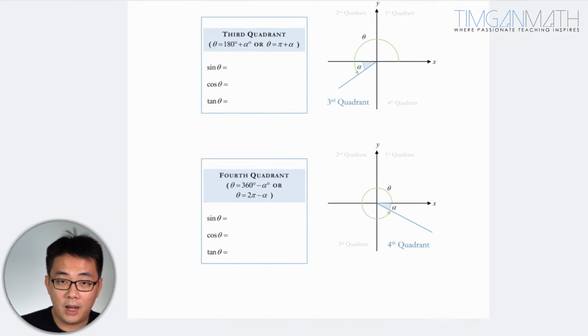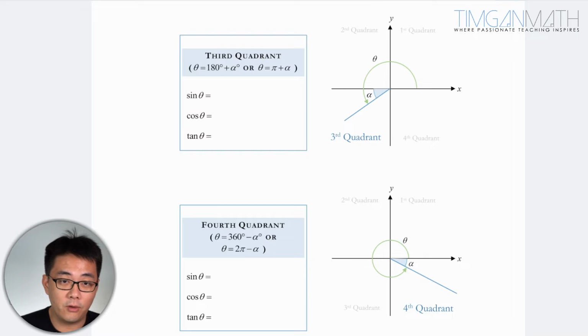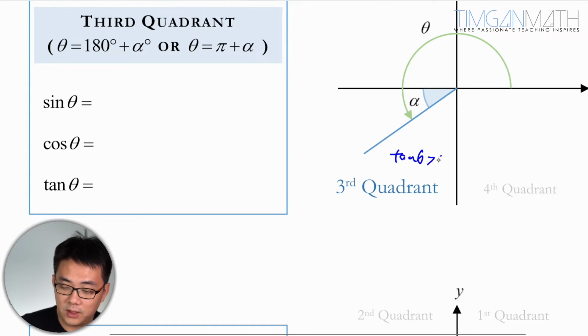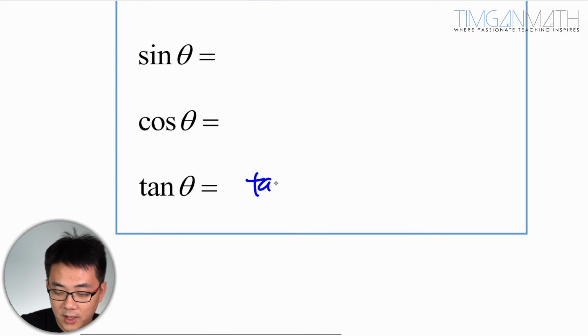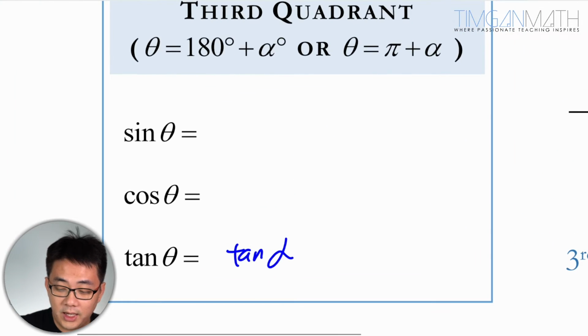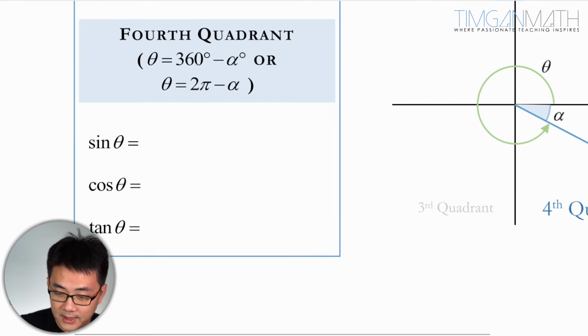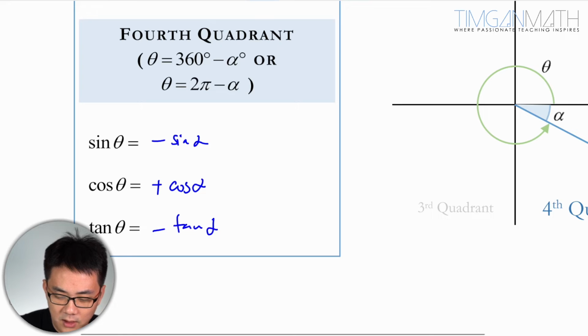Same thing, I'm going to quickly do the third and the fourth quadrant, okay? In the third quadrant, you know that only tangent theta is positive, the rest are negative. So this will be tangent alpha, a positive tangent alpha here, and this will be negative sine alpha and negative cosine alpha. There you go. Then for the fourth quadrant, only cosine is positive, so cosine alpha is positive here. Then this will be negative sine alpha, and this is negative tangent alpha. Okay, that's about it.